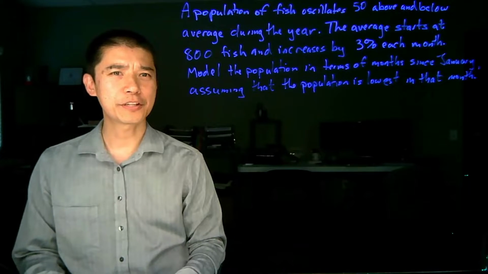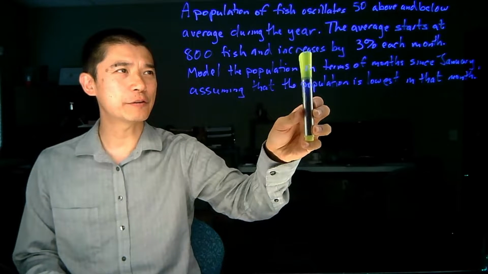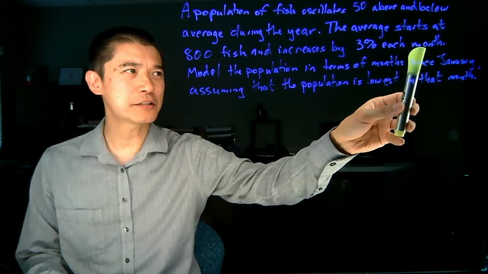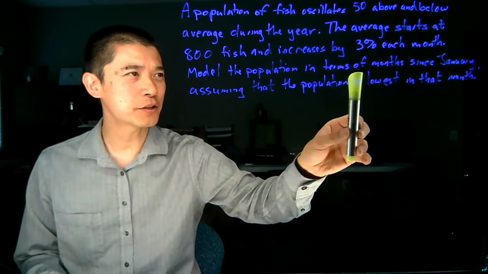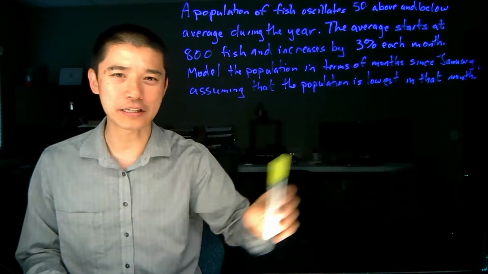Here is another example. A population of fish oscillates 50 above and below the average during the year. The average starts at 800 fish and increases by 3% each month. Model the population in terms of months since January, assuming that the population is at its lowest in that month.